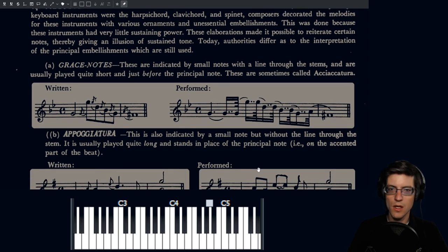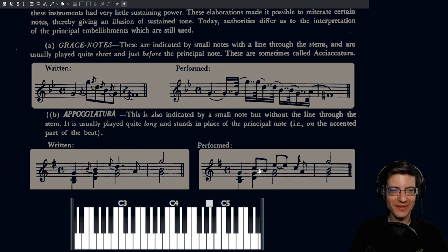These include grace notes. These are indicated by small notes with a line through the stems and are usually played quite short and just before the principal note. These are sometimes called acciaccatura. Italians, please correct me. So, it's written as the bum-ba-di, bum-ba-di.